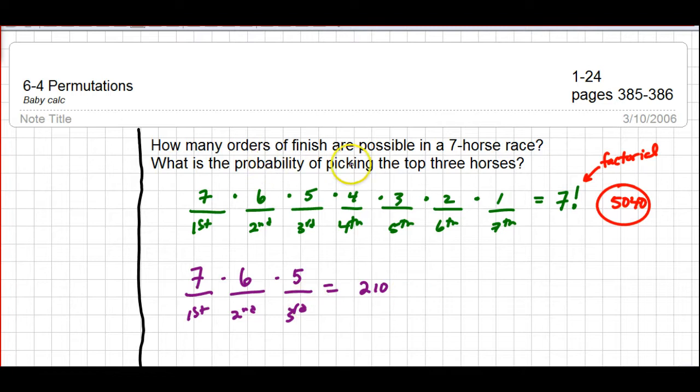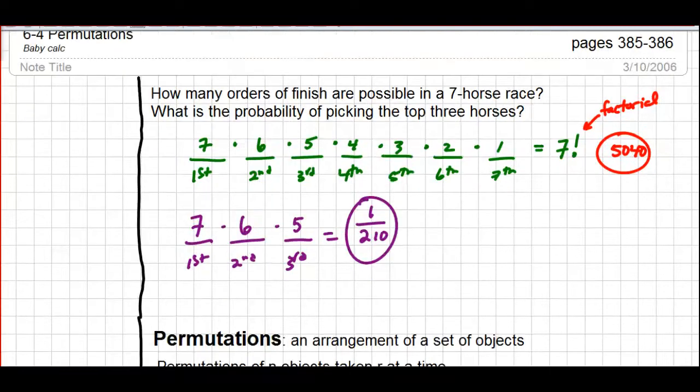If we're trying to find the probability of picking the top 3 horses, so the top 3 winners, there's only going to be 1 combination or 1 order of horses that is indeed the winner that would win money. So we would say 1 out of 210 would be the probability. So let's talk more about this whole idea of permutations, since that's the type of question we're doing today.